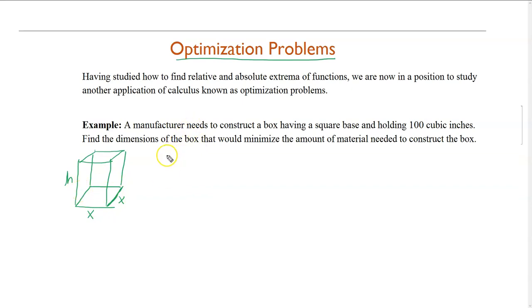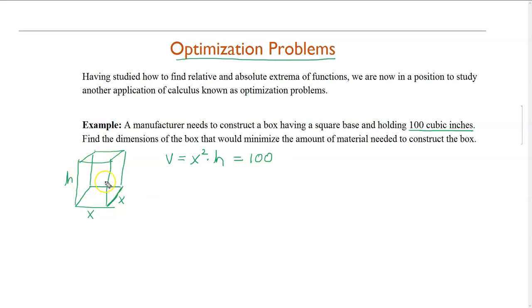Now we need to come up with an equation that relates the amount of material needed to construct the box to these variables. So what are some equations that relate to this box? Well, we have a volume equation, and that's going to be good to use because you notice in the problem it says the box is supposed to hold 100 cubic inches. That's a volume. So the volume of a box is length times width times height. So in this case, our length and width are both X and our height is H. So our volume is going to be X squared times H, and that is supposed to equal 100. So we'll set that to 100.